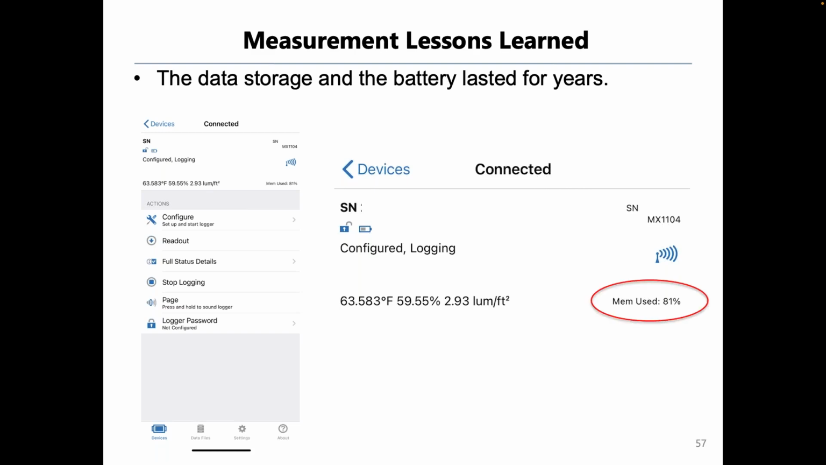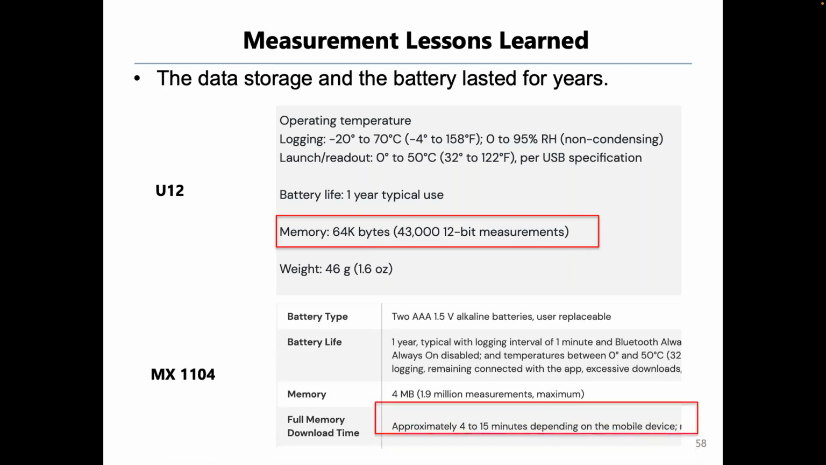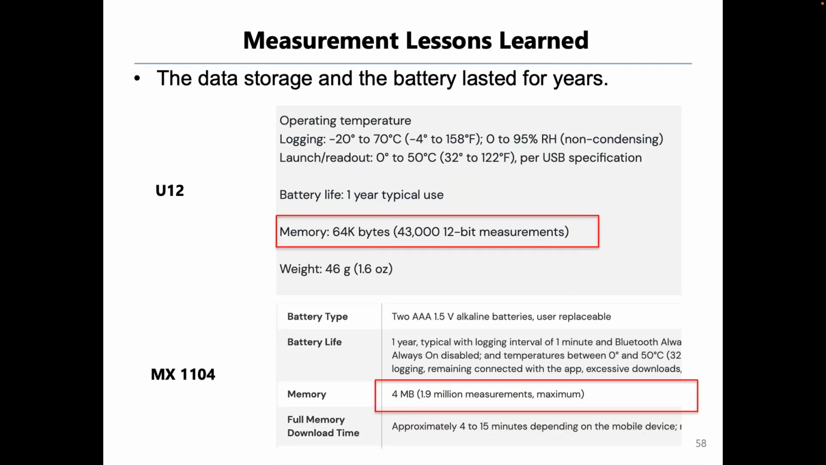We collected the information at a minute interval, and you can see that the memory usage was 81% and there's still battery left, so they could last for years. It was very promising to see that. And of course, if you compare the data sheet of the U12 versus the new MX1104, the data storage has significantly improved. So I think data storage is no longer a problem for these.